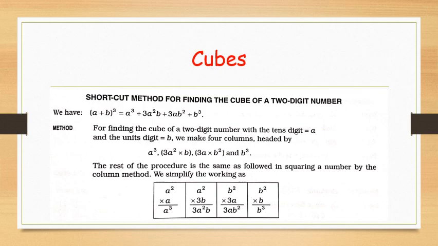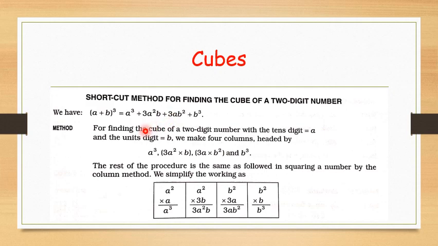Now, what is the shortcut method for finding the cube of a two-digit number? For that, we are going to use an identity, that is (a + b) whole cube. We have already learned about this identity. (a + b) whole cube is equal to a cube plus 3a square b plus 3ab square plus b cube. हमने पहले भी ये आइडेंटिटी पढ़ी हुई है. So हम इस मेथड में इसी आइडेंटिटी का इस्तेमाल करने जा रहे हैं.